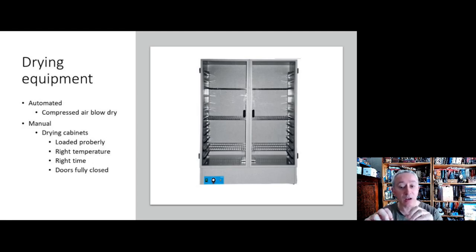So provided they're loaded properly, provided they're at the right temperature for the required rate of drying within a particular time, that the items are left in for the right time and the doors are fully closed, then we can have effective drying very easily within a fairly short space of time.